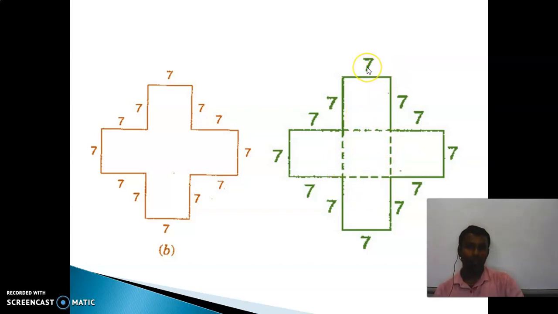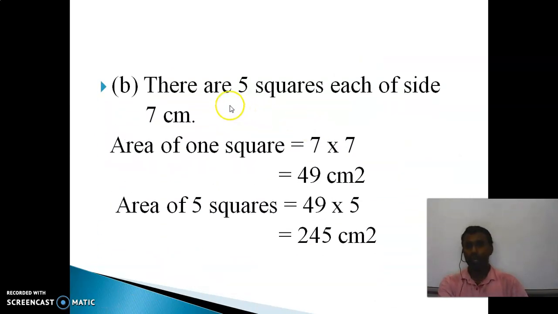So what is this value? This value is 7 centimeter, that means what about this value? 7 centimeter. This value 7 centimeter means this value is also 7 centimeter, and this value 7 means this value is 7. So totally how many squares? Totally 5 squares, each side value 7 centimeter. See here, there are 5 squares, each of side 7 centimeter.